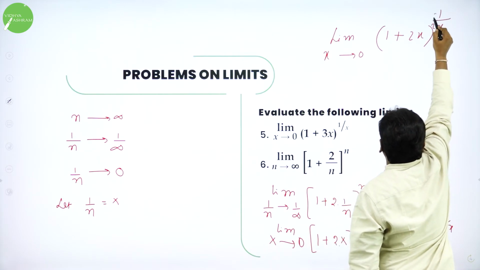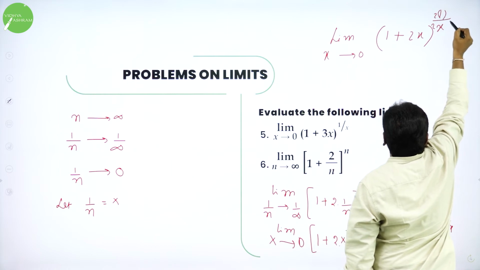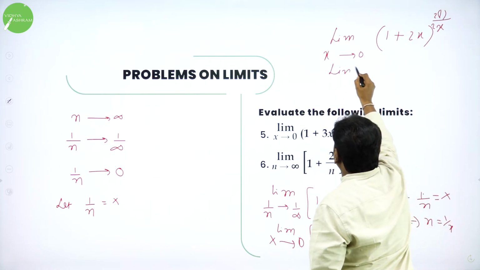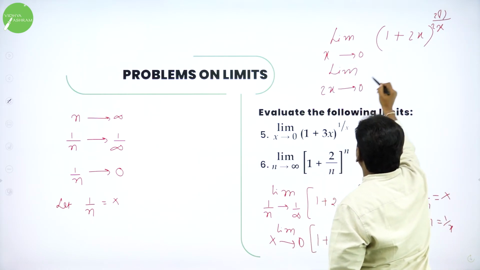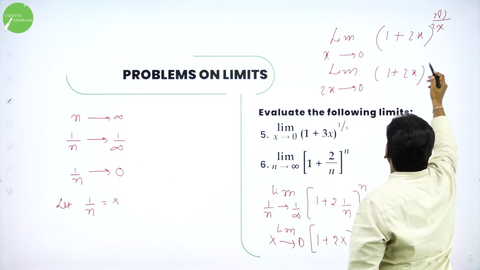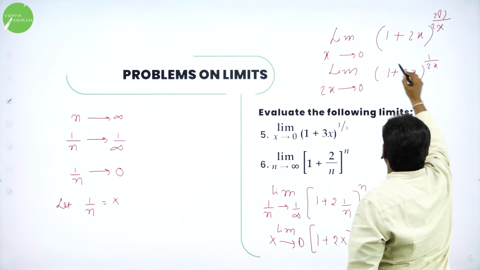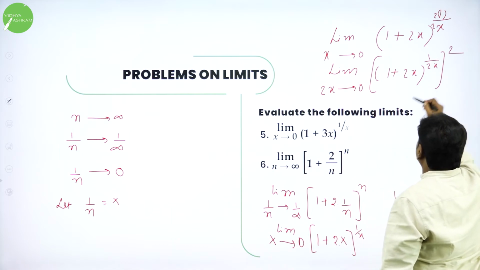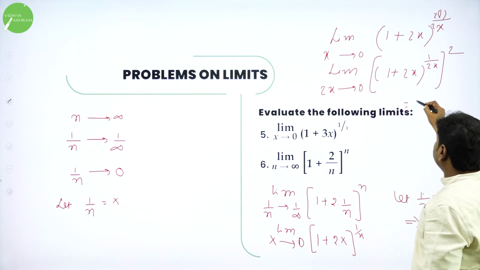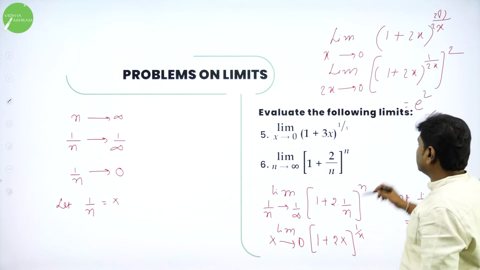So I will divide and multiply by 2 in the power and write it like this. Further, I can write it as limit 2x tends to 2 times 0, which is 0, of 1 plus 2x power 1 by 2x, whole power 2. Now for the internal term, if you apply the limit, it will become e, and the power we have is 2. e square is the answer.